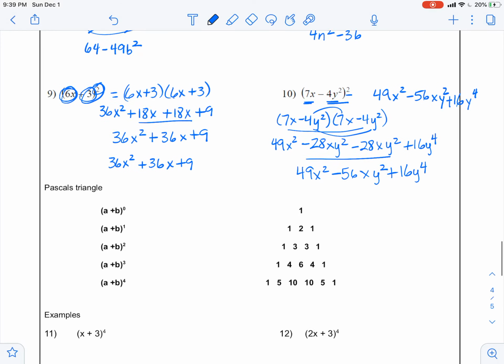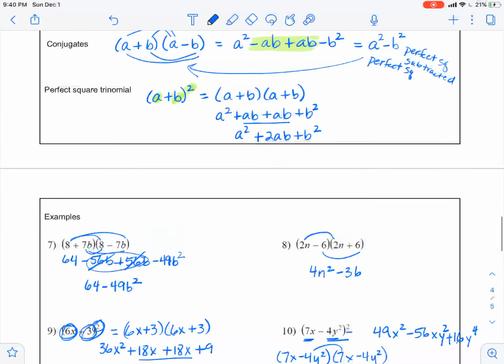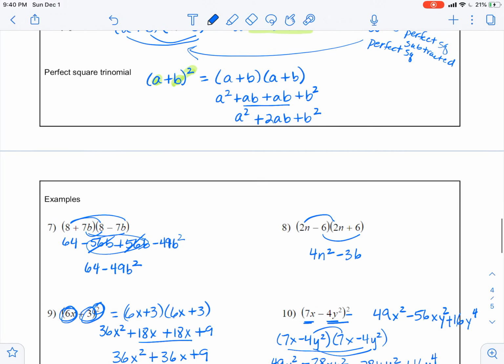Okay, so that is, again, just your two specials: multiplying conjugates and how to multiply perfect square trinomials.